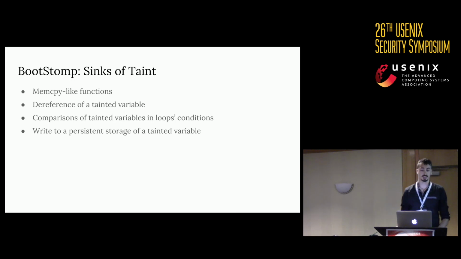Another sink of taint is the dereference of a tainted variable, and the comparison of tainted variables in loop conditions. The idea behind this is that if a loop condition is guarded by, let's say, two tainted variables, an attacker could control the number of iterations that the loop is taking, causing, for example, a denial of service. And finally, a write to persistent storage of a tainted variable.